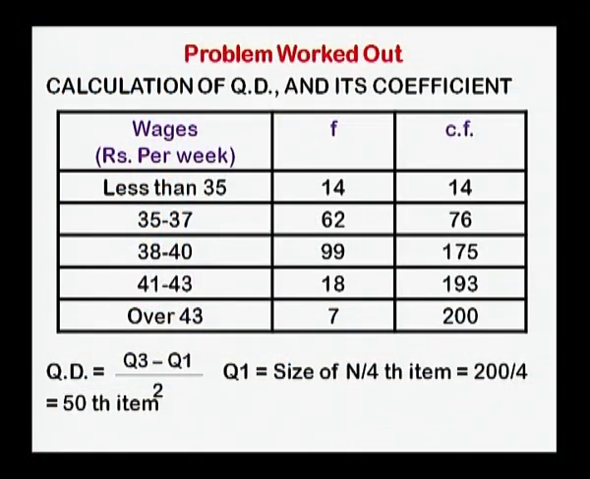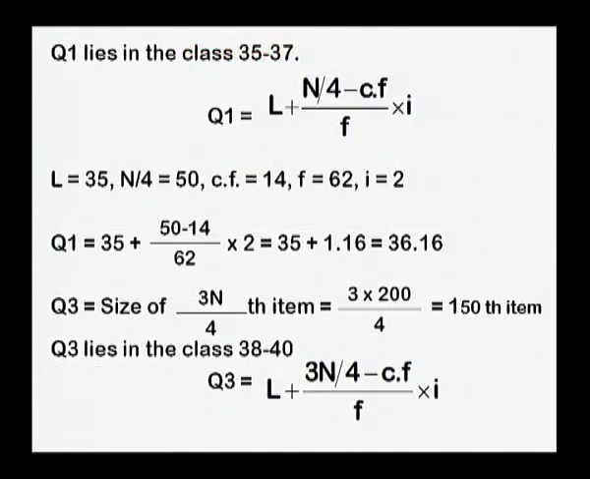Now, Q1 is equal to the size of N divided by 4th item, that is 200. 200 is the total frequency, and that is divided by 4, we get the 50th item, so Q1 lies in the cumulative frequency 76, and the class interval is 35 to 37. Now, we apply this formula.